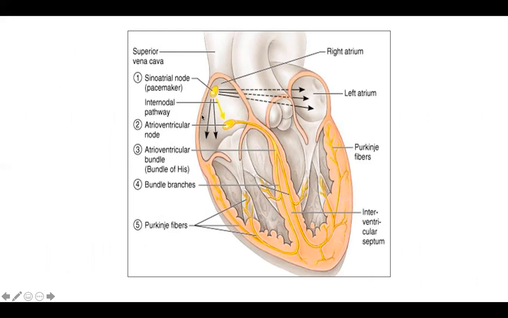So if I ask you to write the path of electrical impulses through the heart, again, it starts with the SA node, continues to the AV node, then the AV bundle or bundle of His, the bundle branches, and then eventually the smallest branching, called the Purkinje fibers.